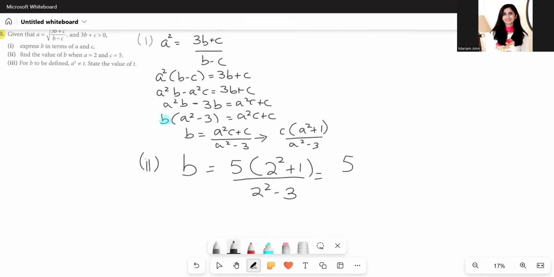We don't need a calculator for this one. It becomes 5 times. What does the bracket become? 5. And what does the denominator become? Which is 1. So what's the final answer? 25. No calculator was required. Okay? So we just substituted our values.